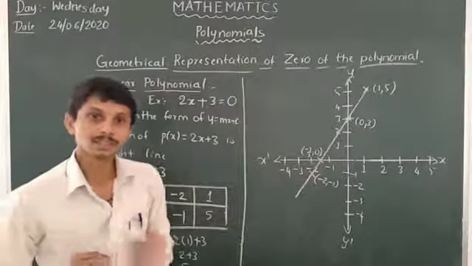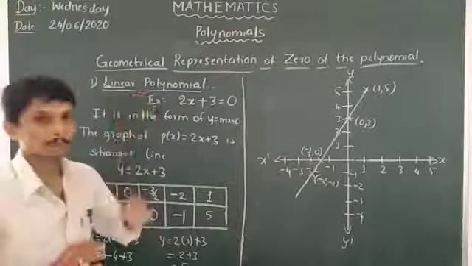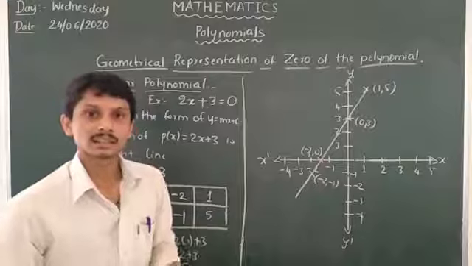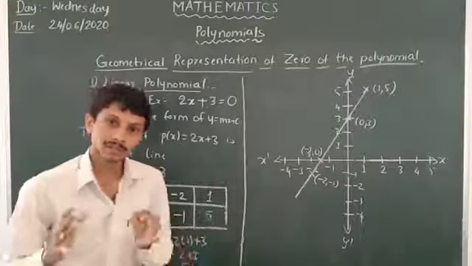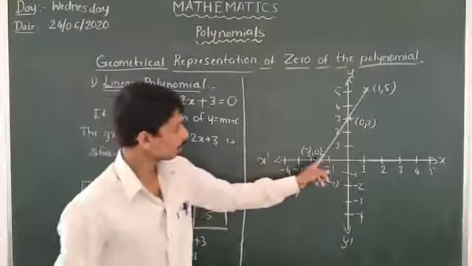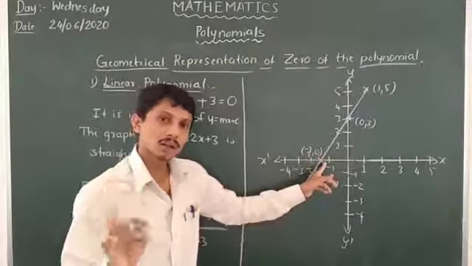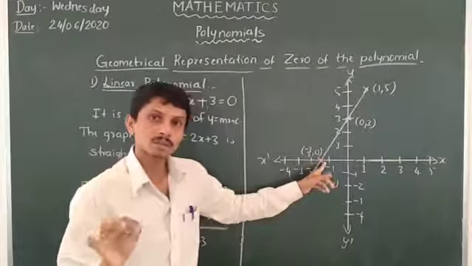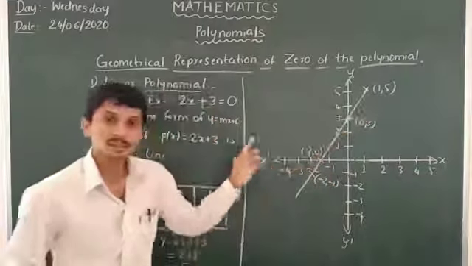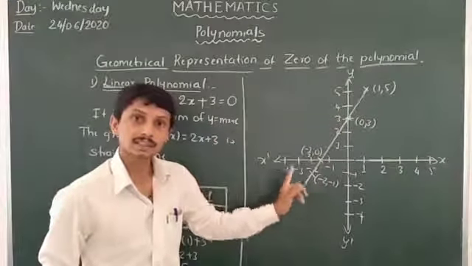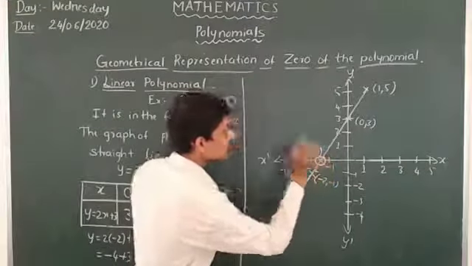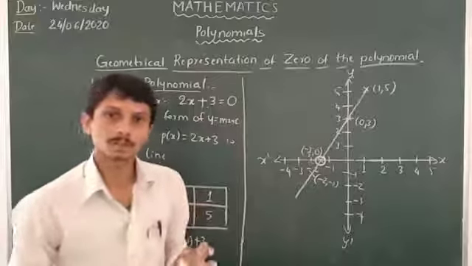So we already discussed the linear polynomial. After drawing the graph, we got a straight line here. So a linear polynomial represents a straight line. When we take the value of x as minus 3/2, the y coordinate is 0. That means this line touches the x-axis at one point here. So this is the 0 of the linear polynomial.